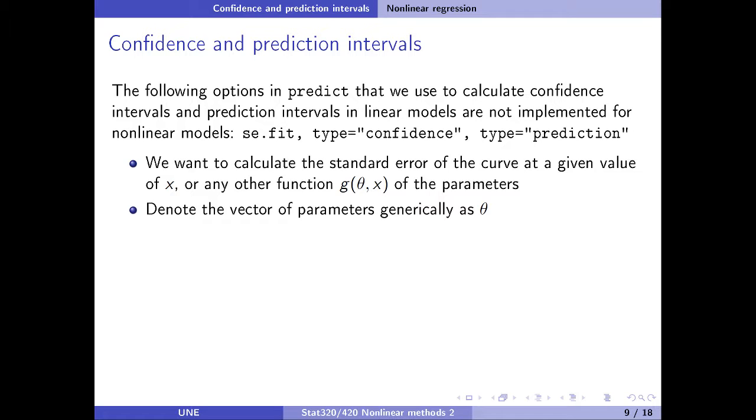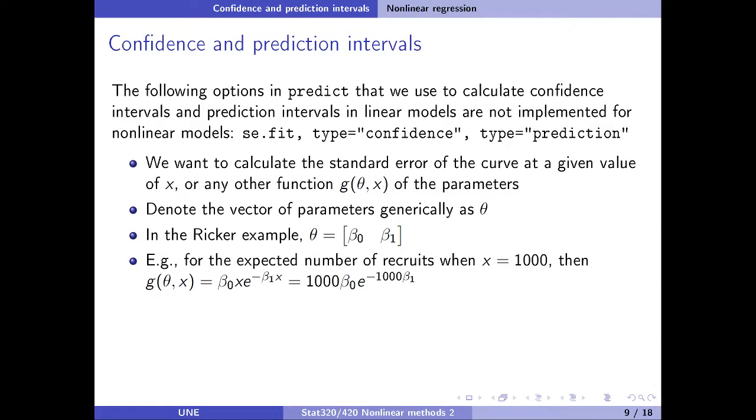Now, you might be saying, theta, where's theta come from? All I mean by theta is the vector of parameters. So this is, again, quite generic. So in the Ricker model, we had beta naught and beta 1. So in the Ricker model, theta is simply the row vector beta naught, beta 1.